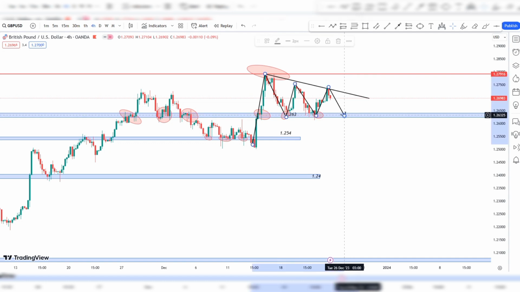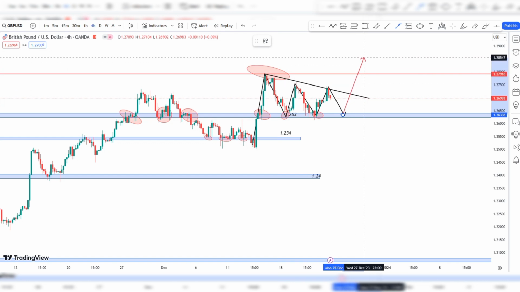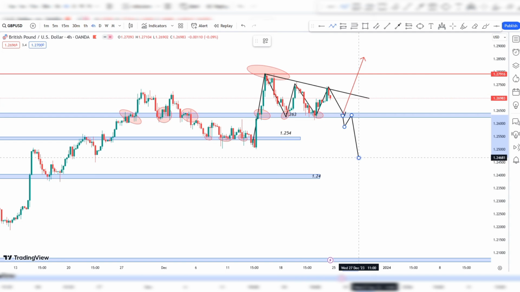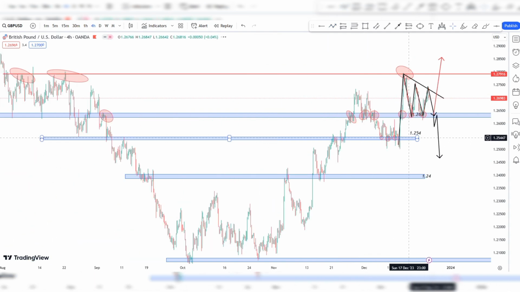So it's possible that price could come back down to this area here again before bouncing to the upside and breaking above this trend line, while continuing to move all the way up. Or we could see price break this 1.26 area to the downside and then continue all the way down.